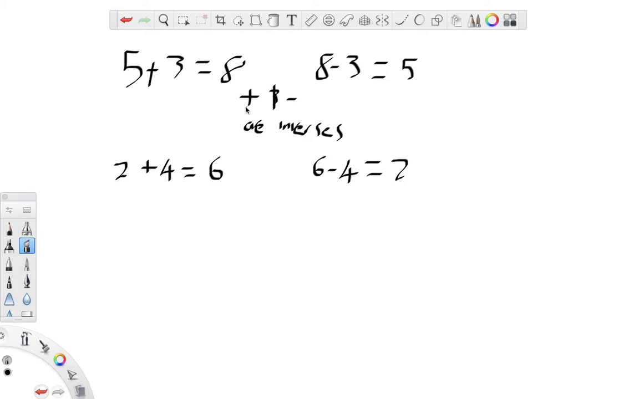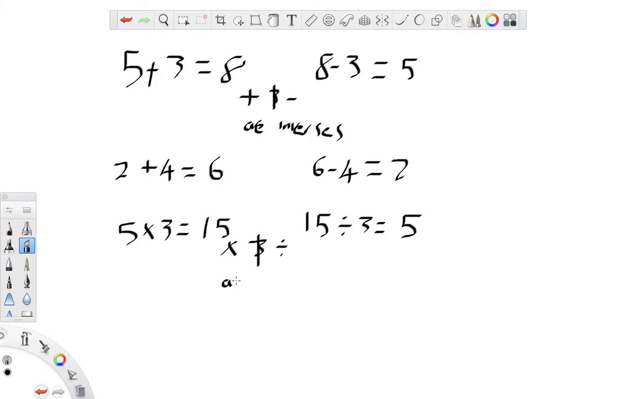So we can apply this idea to multiplication and division. If we've got 5 times 3 instead, that's 15. And then if I want to go from 15 back to 5, well, I've got to divide by 3. So 15 divided by 3 will get us back to 5. So therefore multiplication and division are inverses.